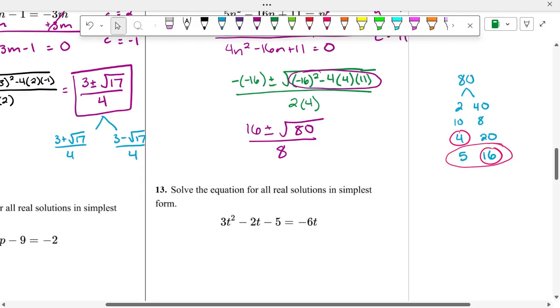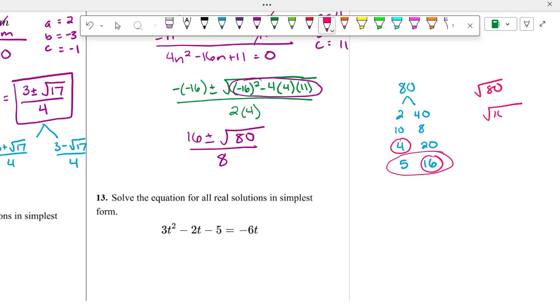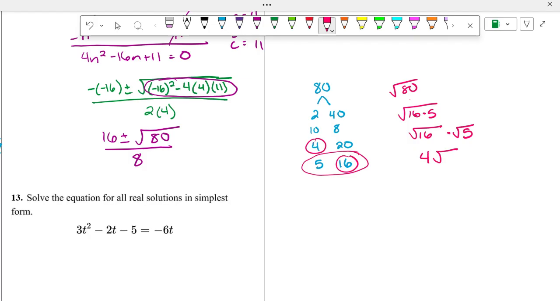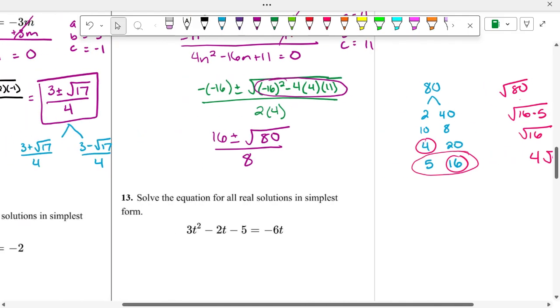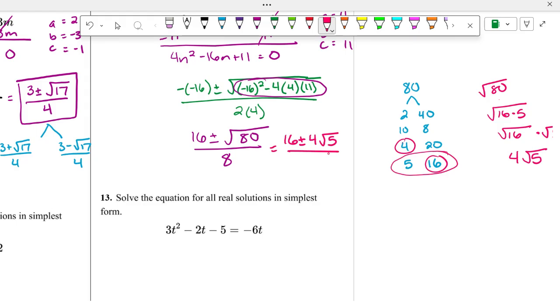All right. So I want to rewrite the square root of 80 as the square root of 16 times 5, which is the square root of 16 times the square root of 5. What's the square root of 16? 4. So it'll be 4 times the square root of 5. So over here, I'm going to rewrite this as 16 plus or minus 4 times the square root of 5 over 8.